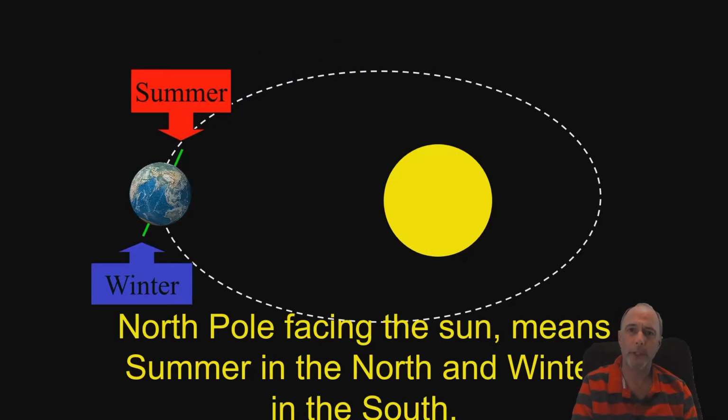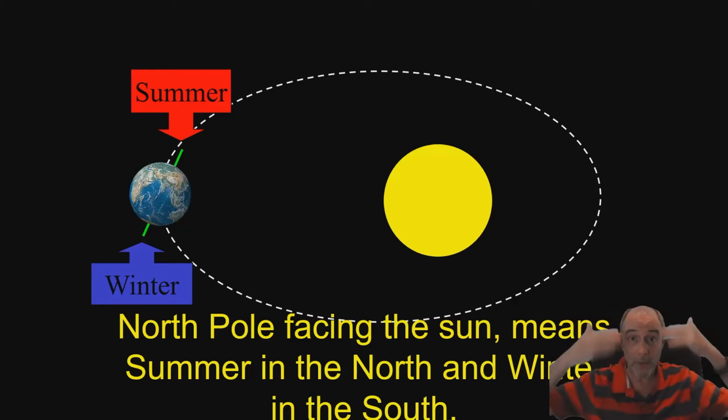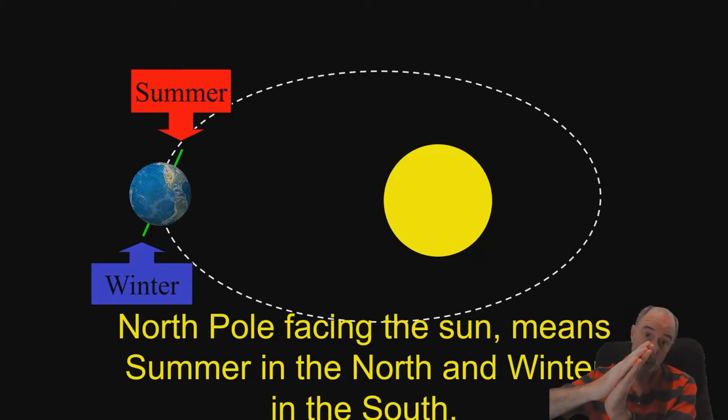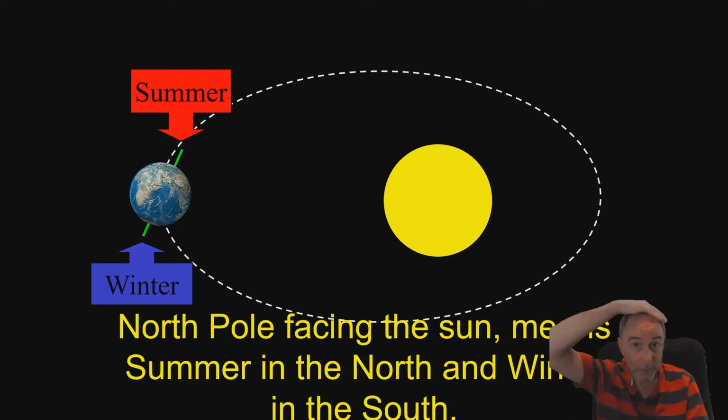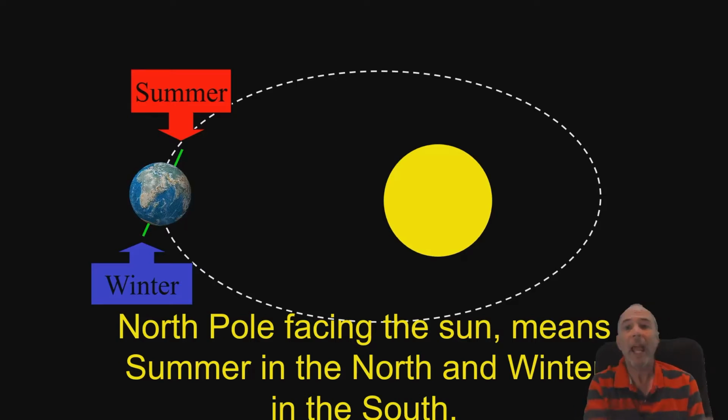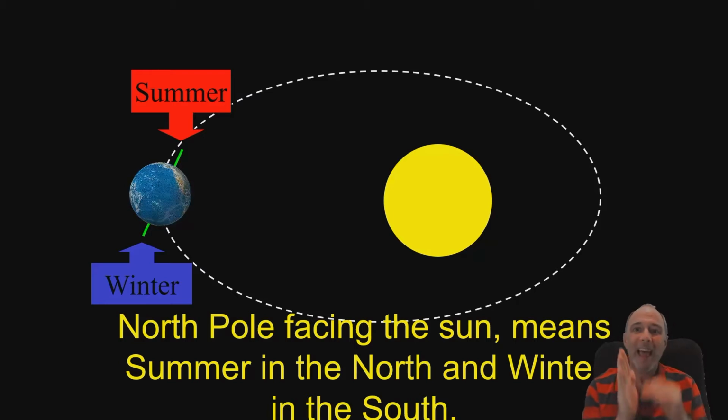So this makes total sense if you think about it. If I'm standing in front of that giant fire and I'm facing that fire, I'm going to get really hot. And if I'm turned towards that fire, the top of me is going to get really hot. But my feet, because they're pointed away from the fire, are going to get really cold. And this is what happens on planet Earth every year. As we go around the sun, our axis points in different directions. And this is what causes our seasons.